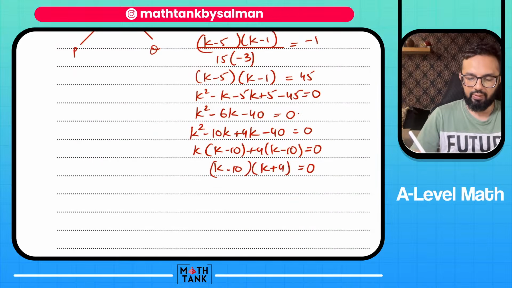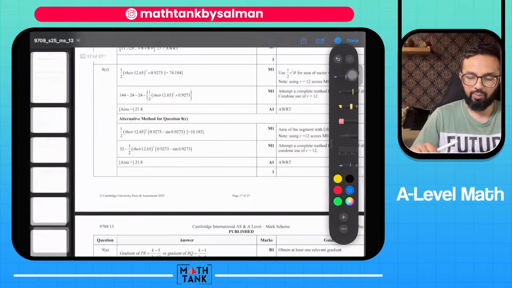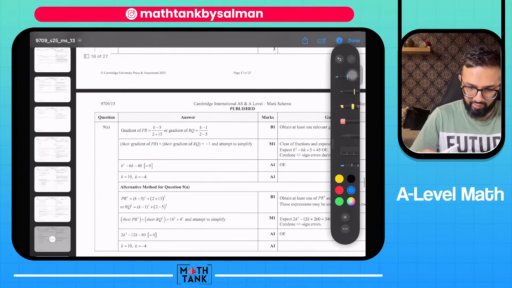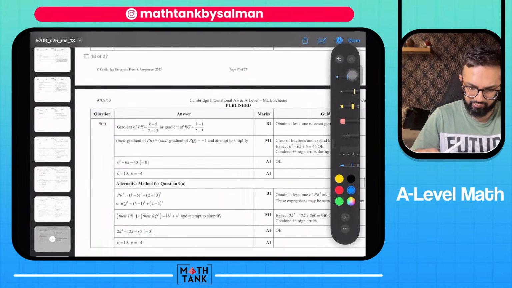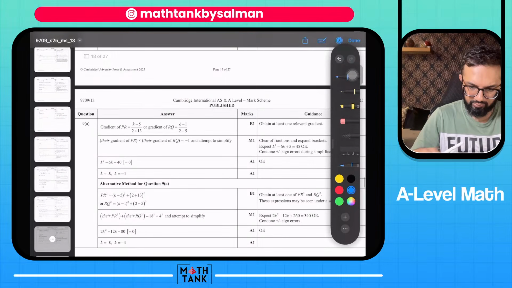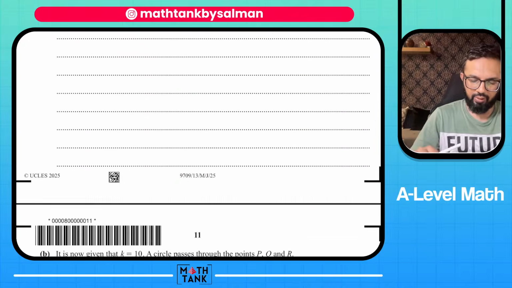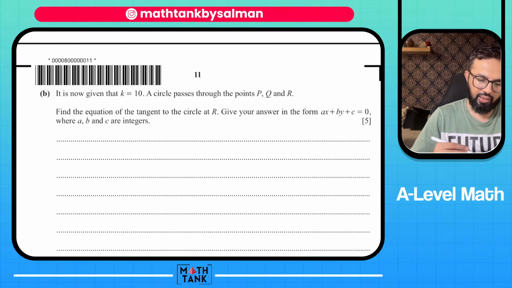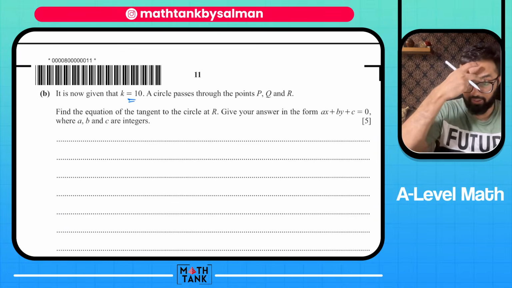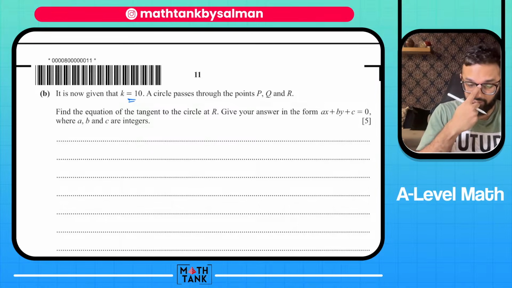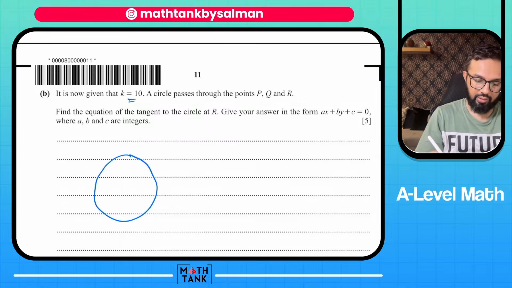So I think that suffices, and I can say that I've done both things. I just want to see one thing in the marking scheme. If they've asked you to prove something, no, I think that's fine. That's good enough working. It is now given that k equals 10. A circle passes through the points P, Q, and R. Find the equation of the tangent to the circle at R.